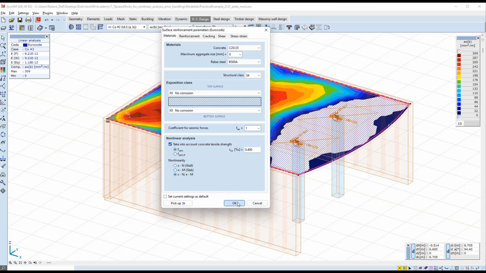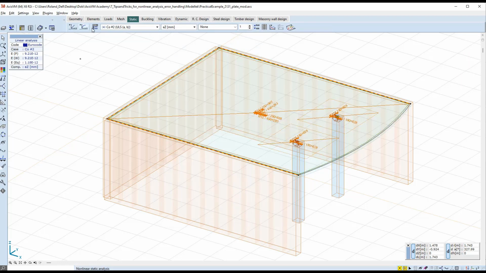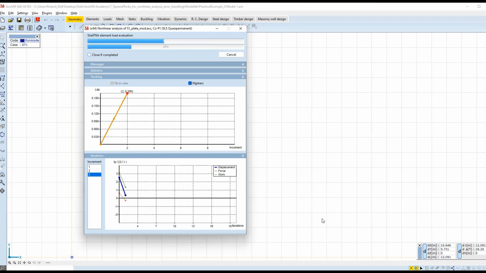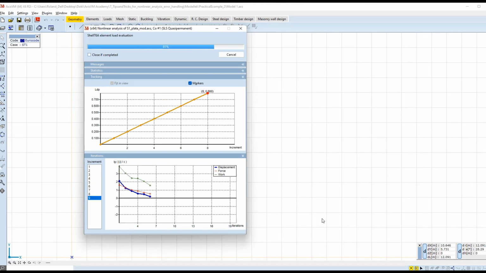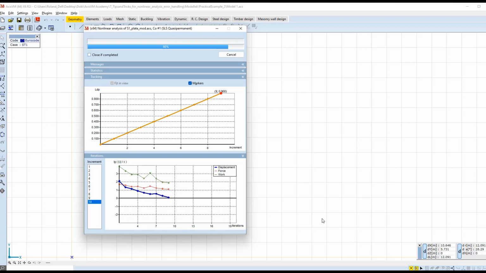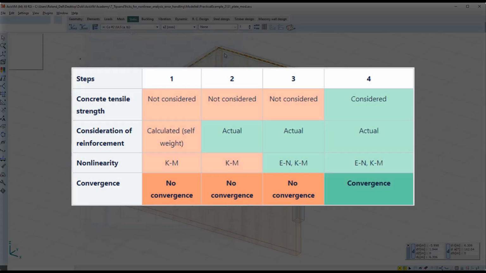One scenario when it could be considered turning off, when checking an existing structure where we assume that the cracks are already formed and the goal is to determine the final deflection of the structure. Let's rerun the nonlinear analysis with this modification applied on top of epsilon n kappa m nonlinearity option and the consideration of actual reinforcement. In the 10th load increment, the model finally reaches the convergence criteria. In summary, we took the following steps to reach convergence on this particular model.